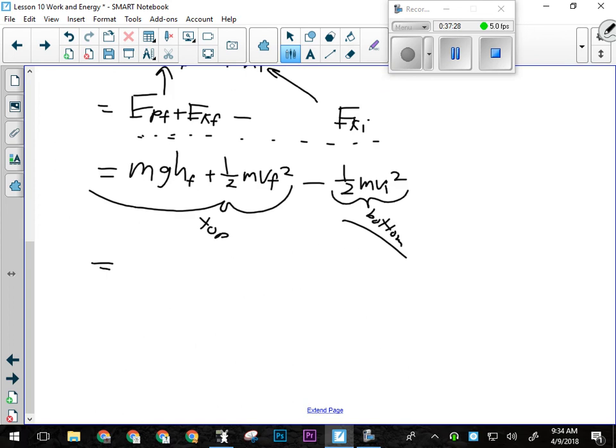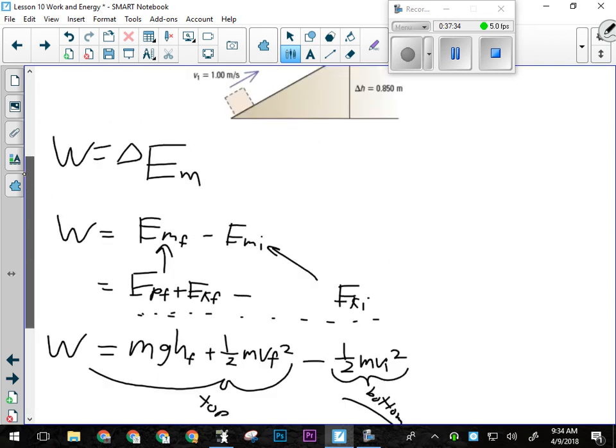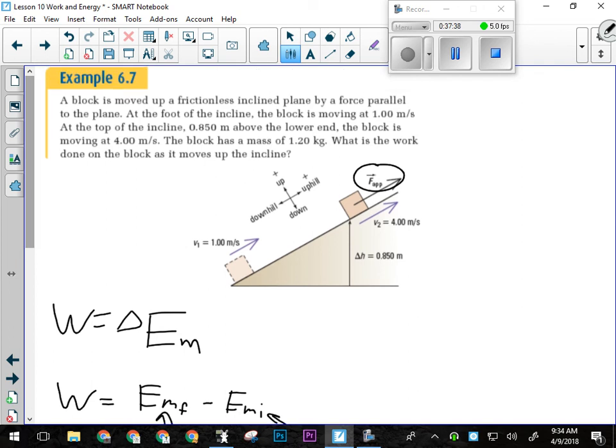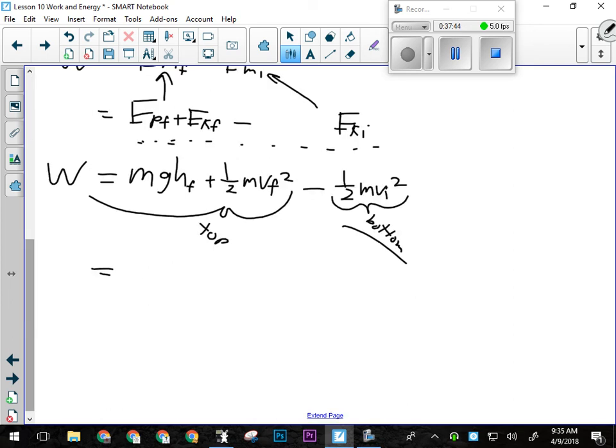Okay, so now I need some numbers. I'm at the point now where I plug everything in, looking for the work done. The mass of the block is 1.2 kilograms. So I'm taking my mass, multiplying by g, 9.81, and the final height, which was 0.850 meters.